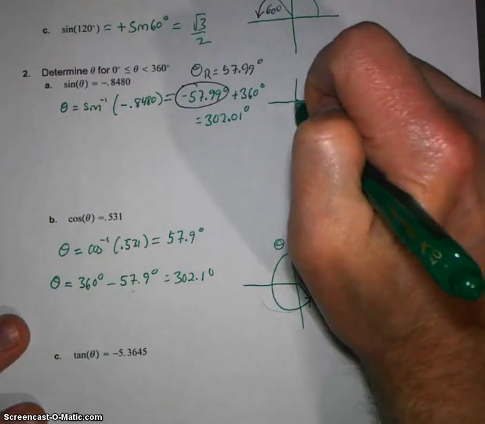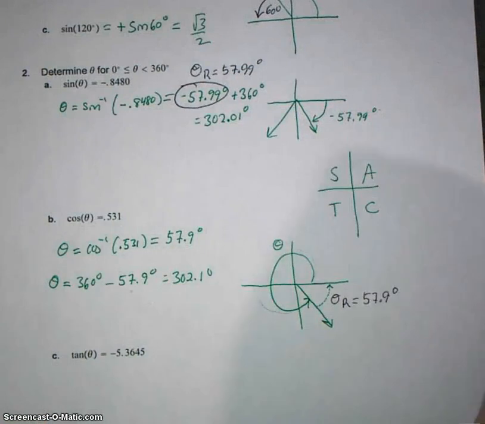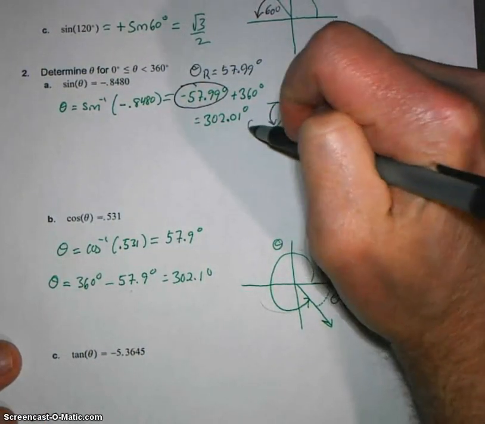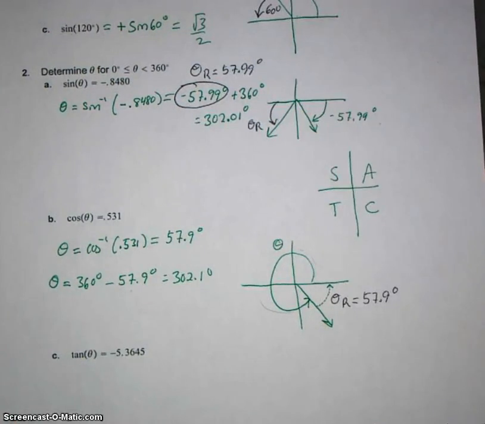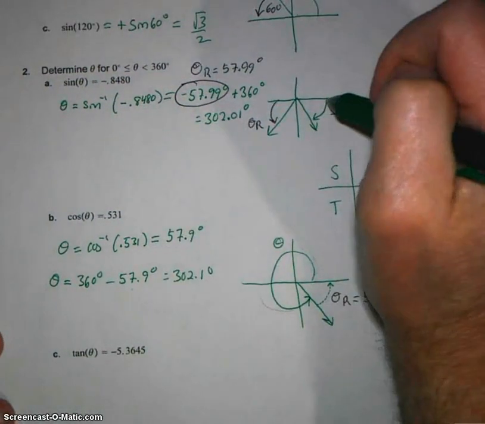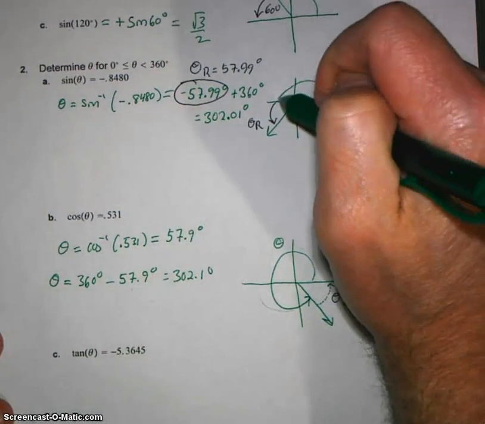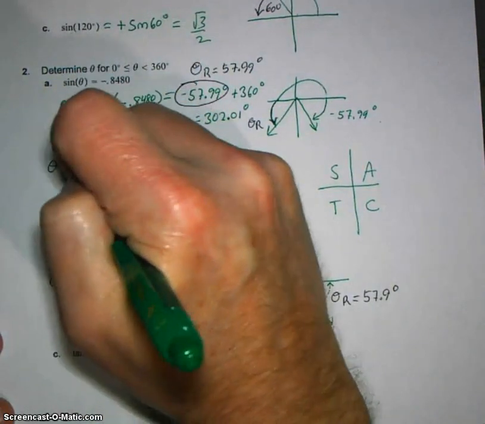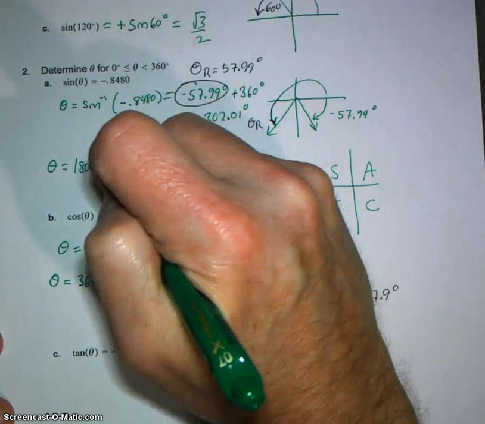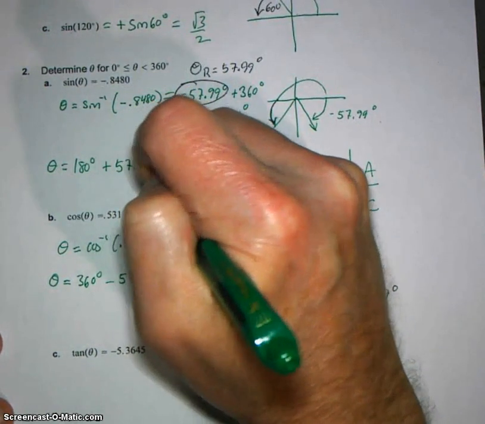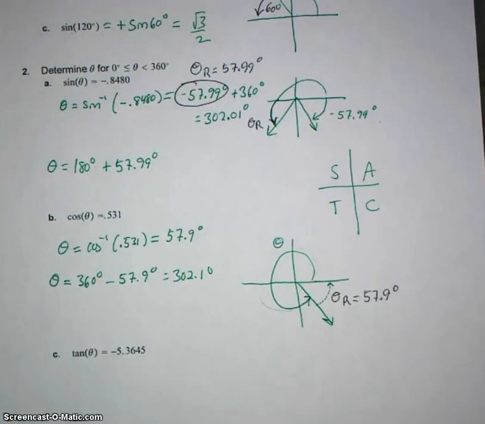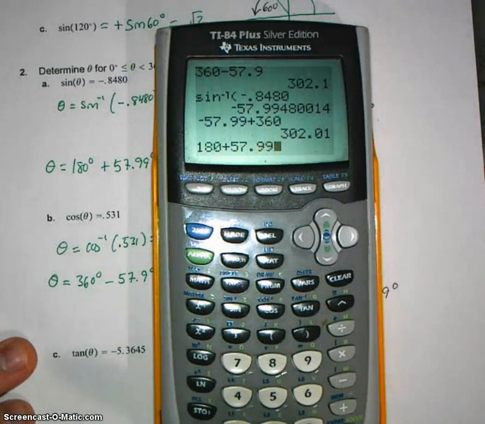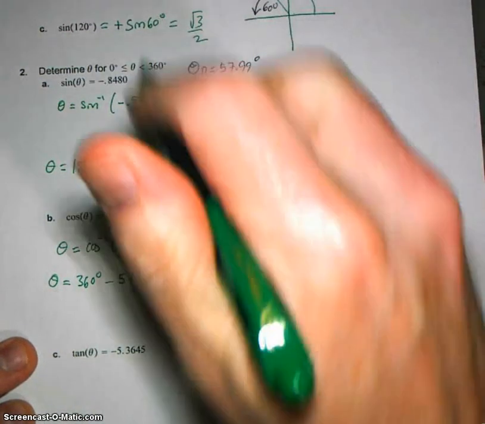So in looking for my answer in quadrant 3, what I know is this reference angle, theta sub r. So how do I get the angle I want? I start with 180 degrees, and then I add that reference angle. So the other answer is 180 degrees plus 57.99 degrees. 180 plus 57.99 is 237.99.